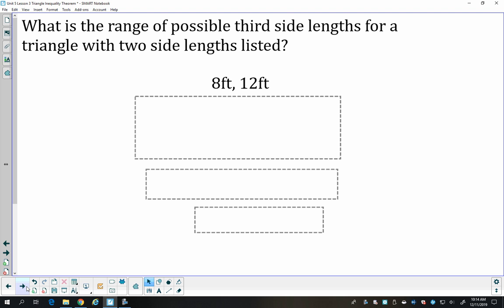So the other thing we can do with this idea of two sides needing to add together to be bigger than the third side is we could have two side lengths of a triangle that we know, and we can create a range of possible values for the third side. So maybe I want to build a triangle that's 8 feet and 12 feet, and then I don't really care how long the third side is. I just want to know all the possibilities for that third side.